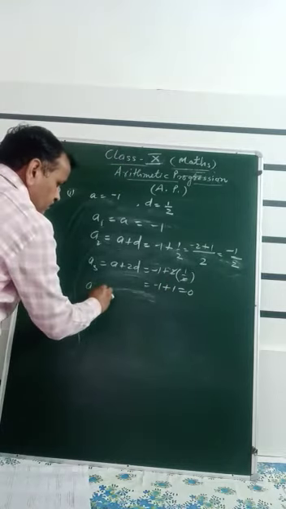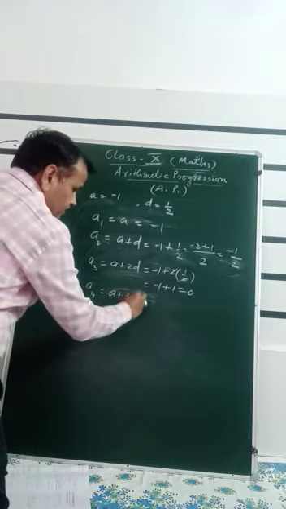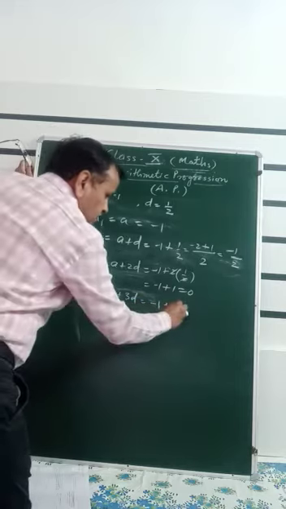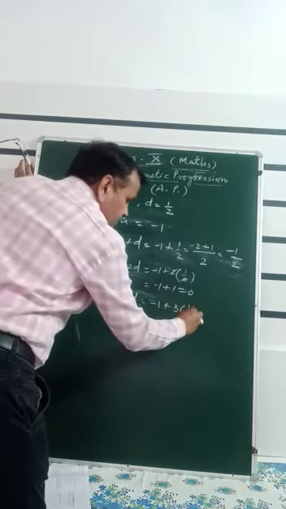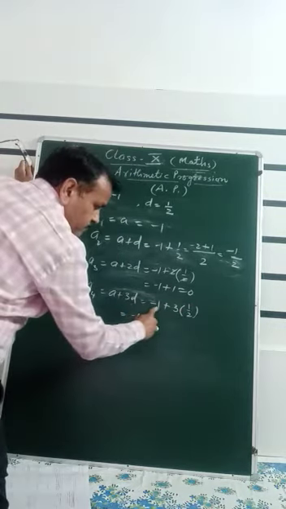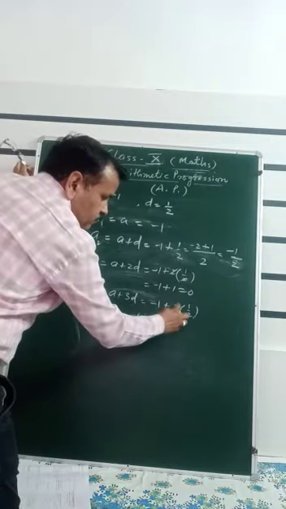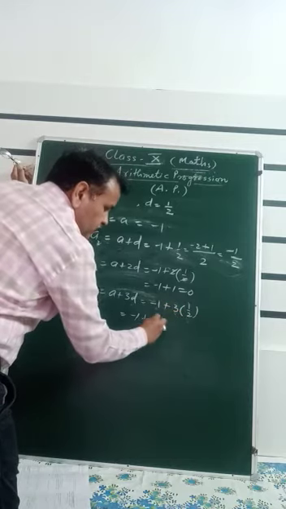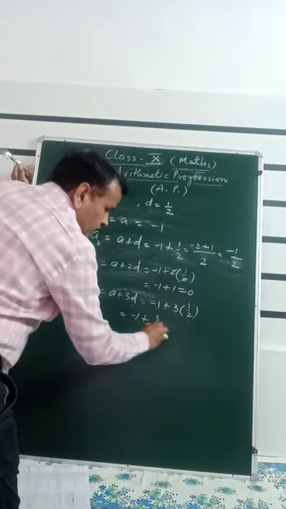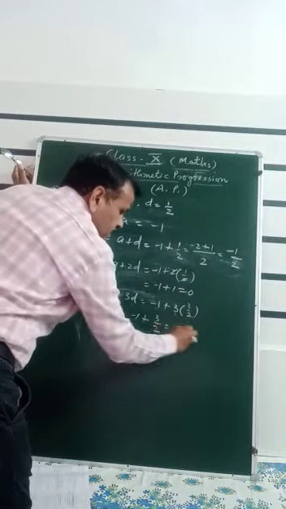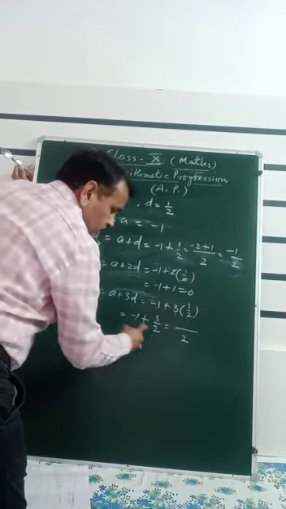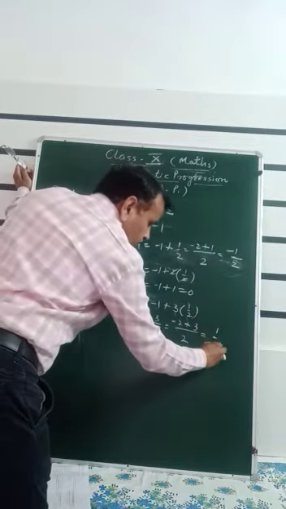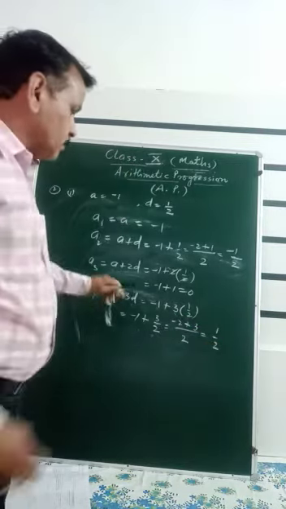The fourth term is a plus 3d. A is minus 1 plus 3, and d is half. So minus 1 plus 3 upon 2. We can't solve it directly, so we multiply. Don't multiply the downside, just multiply the upside. So minus 1 plus 3 upon 2, and here we have to add by the LCM method. LCM is 2. So 2 times minus 1 is minus 2 plus 3. So the remaining is 1 upon 2. The fourth term is 1 upon 2.